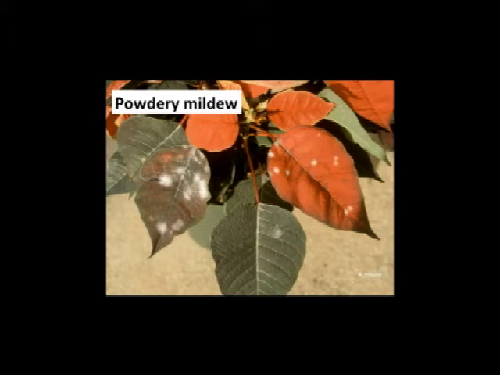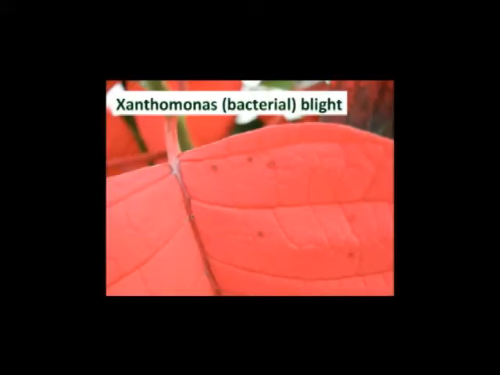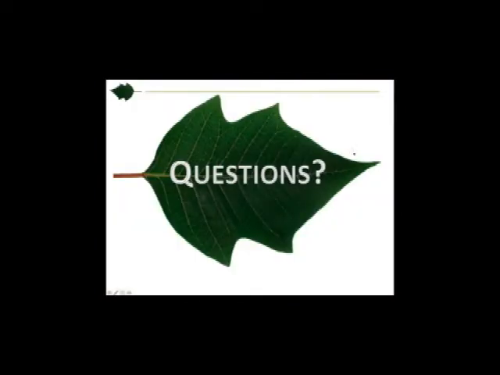So I think that is, oh, there's one more picture actually. There's a picture of Xanthomonas blight. Xanthomonas, or bacterial blight, will cause more of a smaller lesion on the bracts. They look water-soaked. And again, you can see them on the top side as well as the underside of the bract. So with that, I'm happy to take any questions.